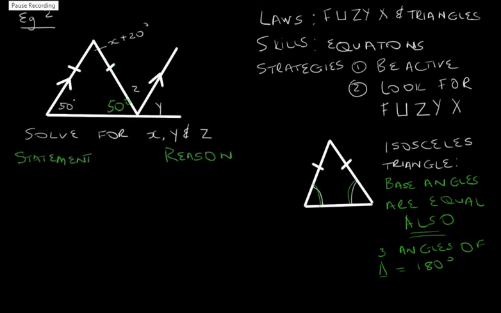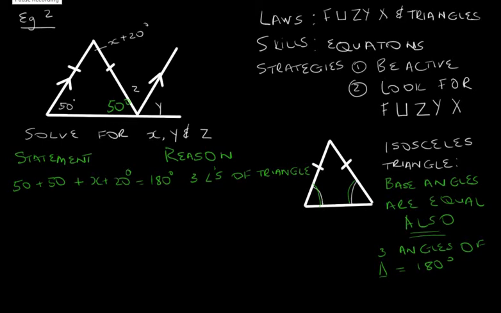So in order to solve for x, we need to say 50 plus x plus 20 is equal to 180 degrees. Why would that be? Because there are three angles of a triangle, and three angles of a triangle add up to 180 degrees. So there's our statement with our reason.